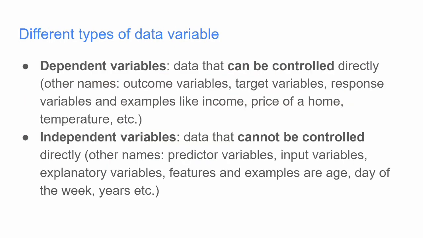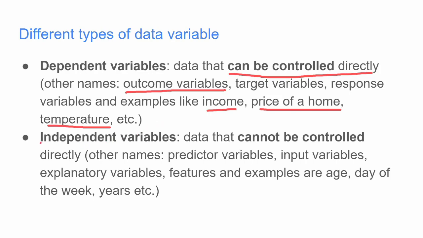Then when it comes to variables, there are different types of data variables. Mostly these two types: dependent variables and independent variables. Dependent variables, in simple terms, are data that can be controlled directly. Other names for dependent variables are outcome variables, target variables, response variables. Examples are income, price of a home, temperature, etc. So these are outcomes.